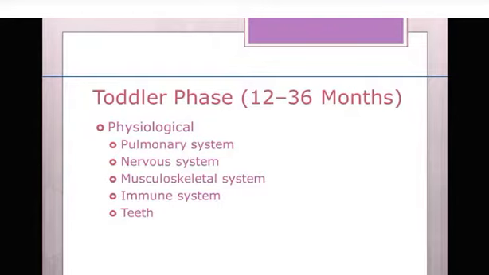And however you feel about vaccines is your own personal opinion. But vaccines are kind of coming down the way.